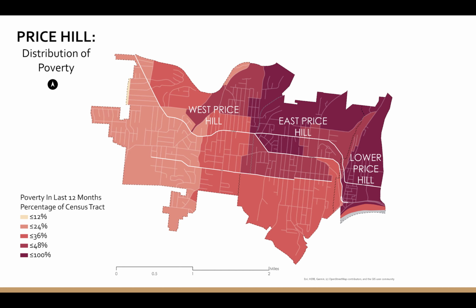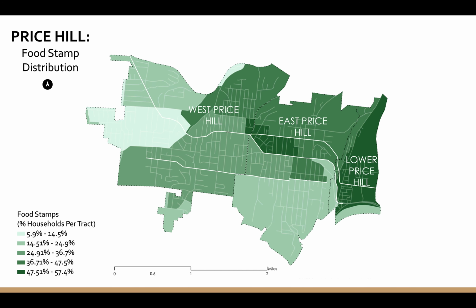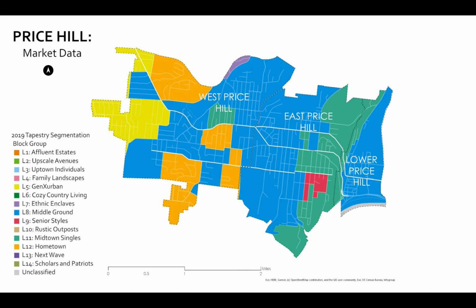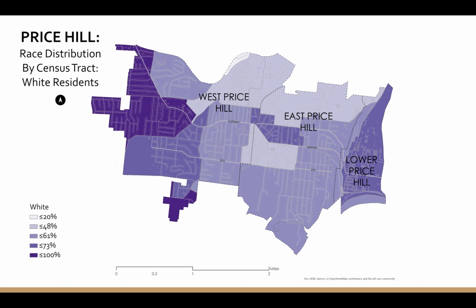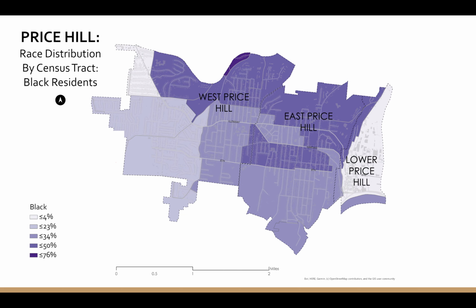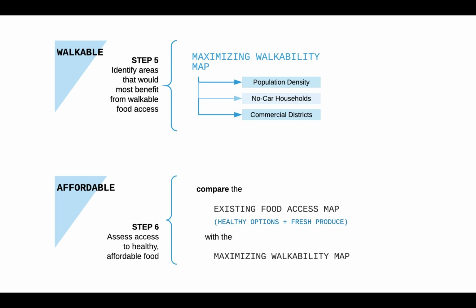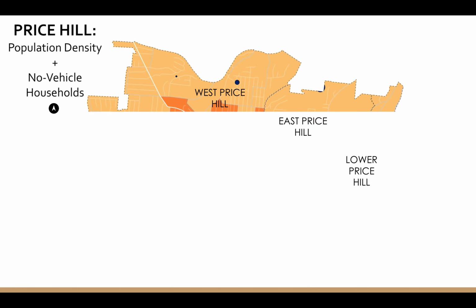So these are examples of Price Hill distribution of poverty, so the services needed, food stamp distribution. This is based on a tapestry segmentation. We'll be talking more about this in phase 3, but market research, different groups, race and ethnicity distribution, demographics. So all of that would be used throughout the methodology. So getting a little more specific throughout.